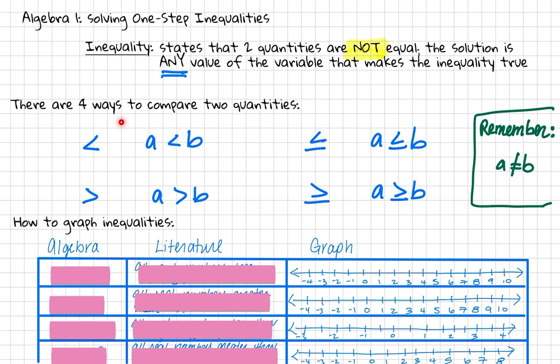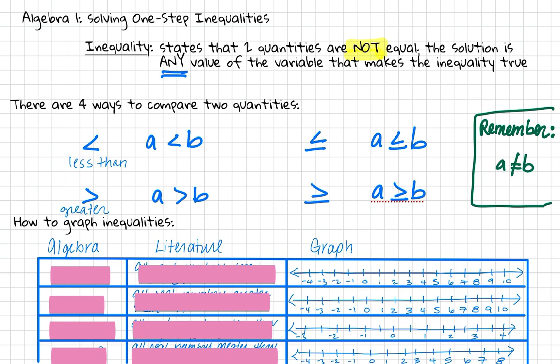There are four ways to compare two quantities, and this first one is the symbol for less than. And we have here illustrated that A is less than B. I'll write it down. And we can have something marked as greater than. And this is the symbol right here. And we have an example illustrated that A is greater than B.